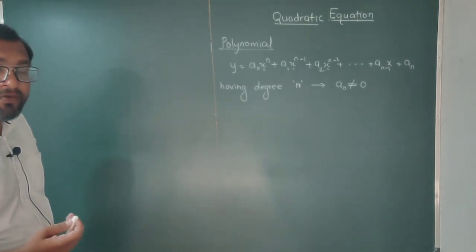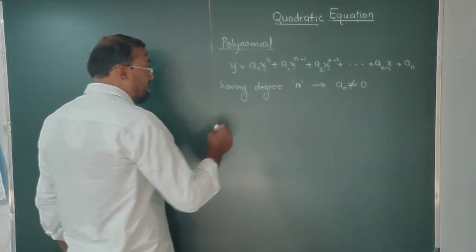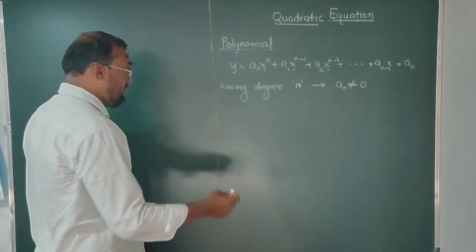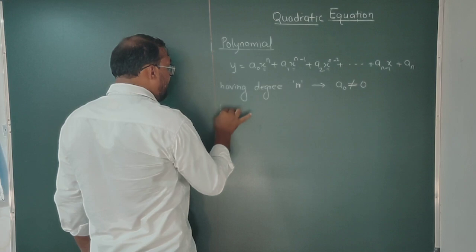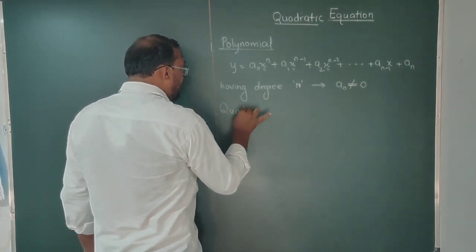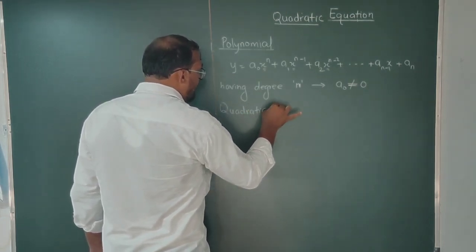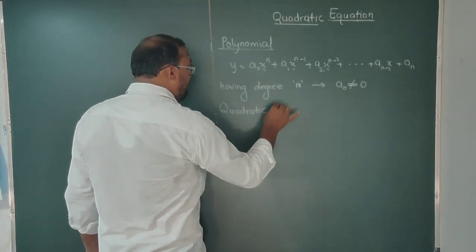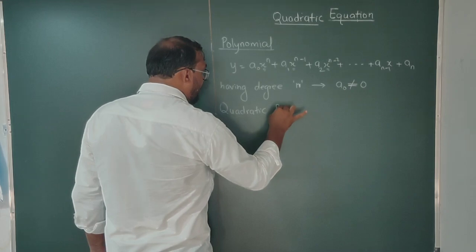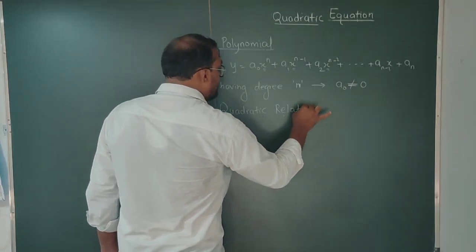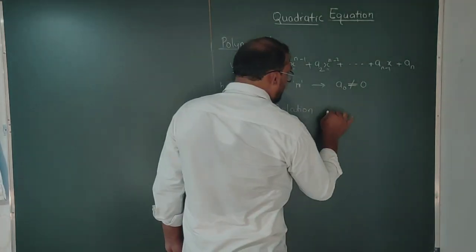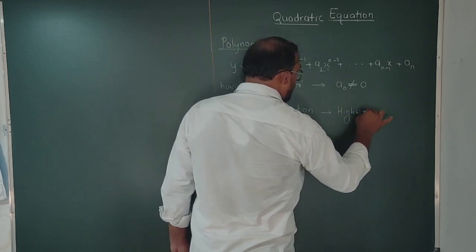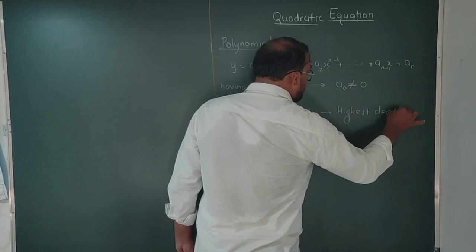What can we say about the values of a? A can take any value: a, b, c, d, e, f, g, h, or 1, 2, 3, 4, plus 1, minus 2. It can take any values. So based on this, we can define a quadratic. A quadratic equation, or more accurately, a quadratic relation or expression, is, let's say, an equation of degree 2. It should have highest degree 2.